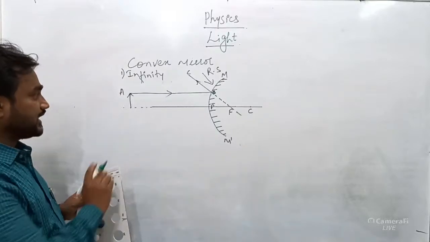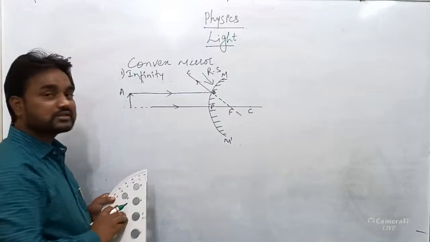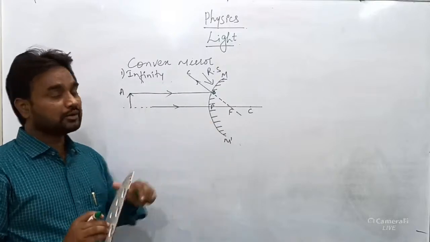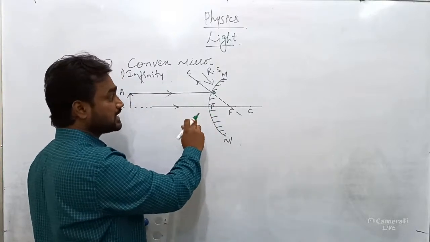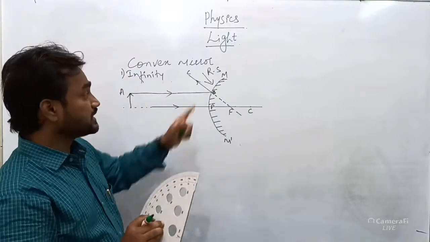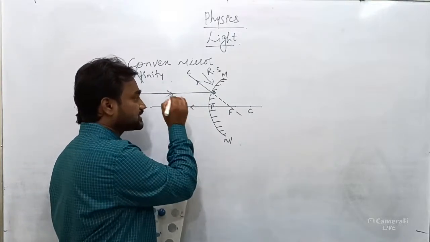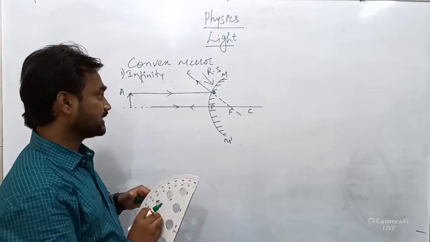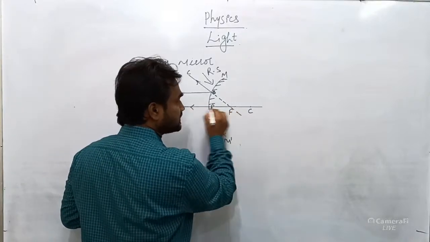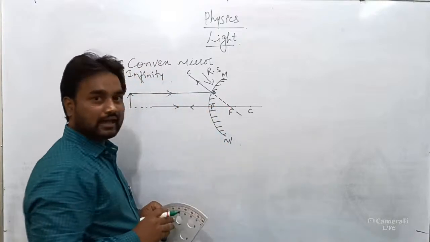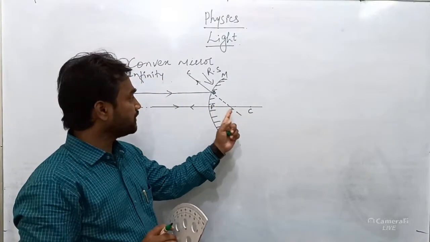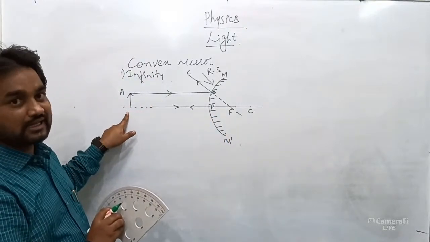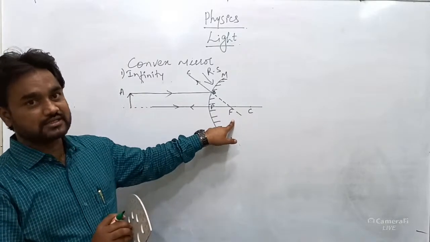Is that clear? Now for the second ray, I will take the incident ray which is passing along the principal axis. When it is passing along the principal axis, it makes a 90-degree angle to the surface of the mirror, which means the reflected ray is going to reflect back along the same path of the incident ray. When you extend this reflected ray, it is going to meet at F. So the two reflected rays are going to meet at F, which means that when the object is placed at infinity, the image is formed at F.